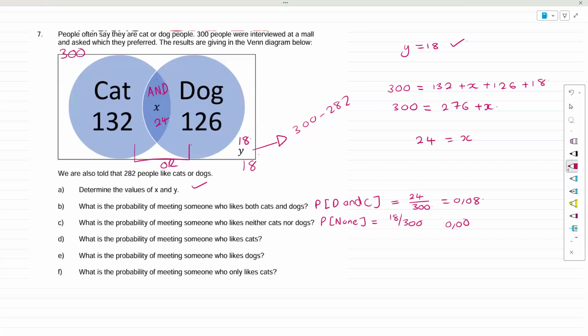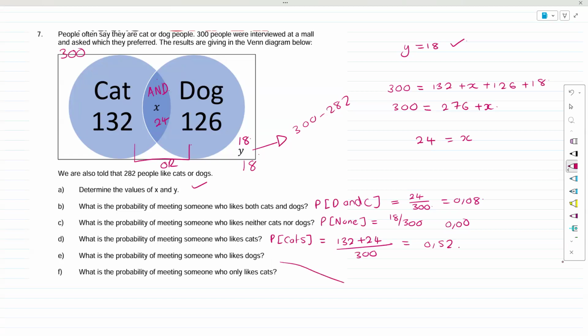The probability of meeting somebody who likes cats. Now, don't get confused. They did not say cats only. They said cats. So the cats is 132 plus the 24. Guys, please understand that even though this falls in the and, it is still part of the cat circle. If they said cats only, then I would focus on the 132. But they didn't say cats only. They said cats, so 156 divided by 300, and that equals 13 over 25, which is 0.52.